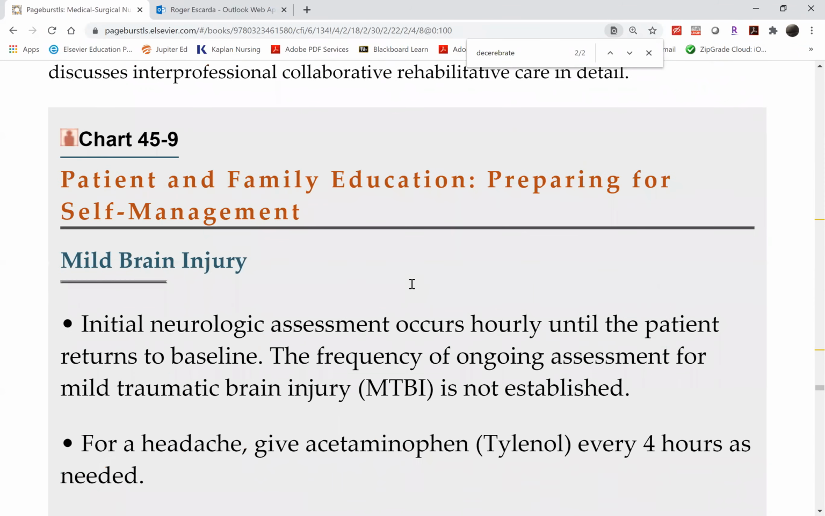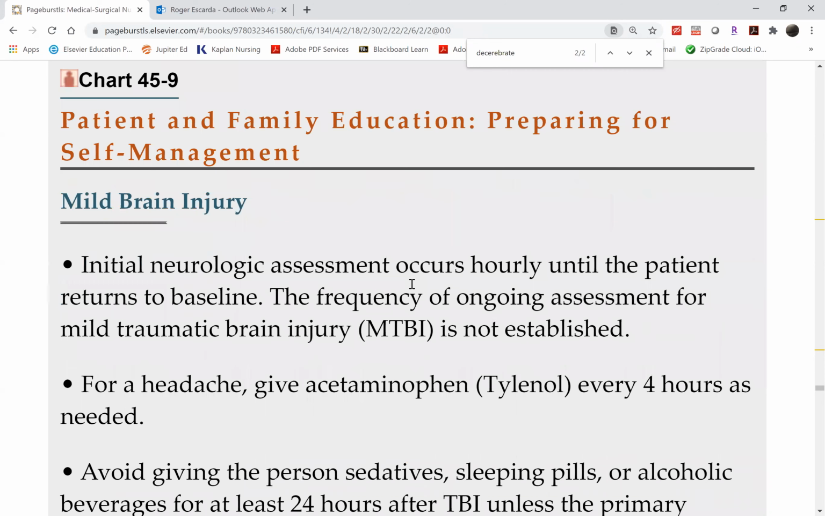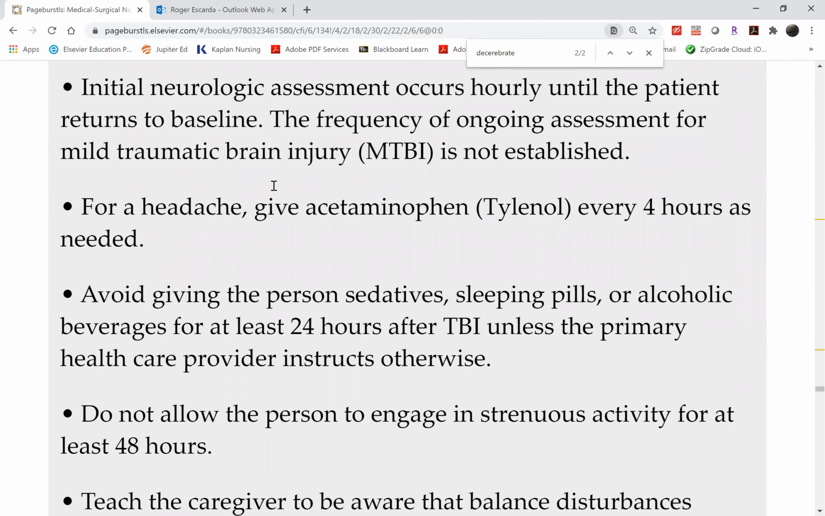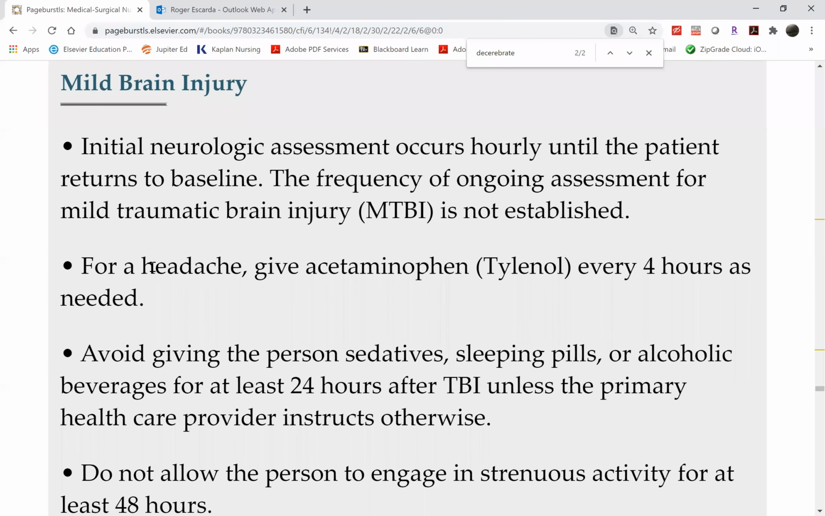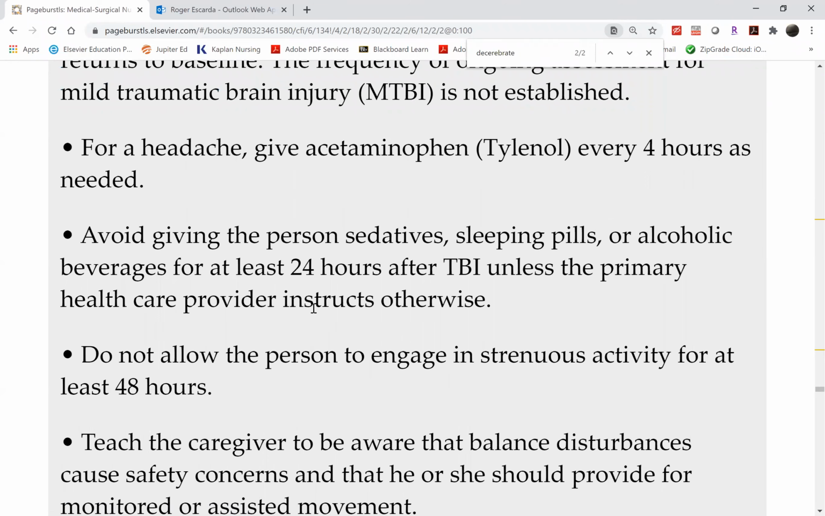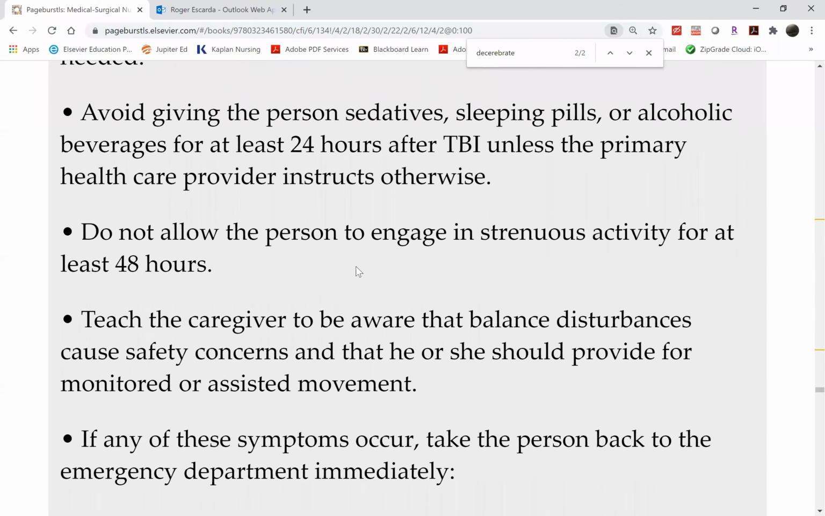All right, this is the chart I mentioned earlier. This will contain the instructions on when to bring the patient back to the hospital or when to call 911. And these are specific. So if the patient gets a headache, which is common, this is one of the examples. Headache is expected in mild brain injury. When they do, only give Tylenol, nothing stronger, because you don't want to alter the mental status, which we may mistake for a deterioration. So no sedatives, sleeping pills, or anything that will alter their mental function or mental status. No, definitely no strenuous activity. That's a given.